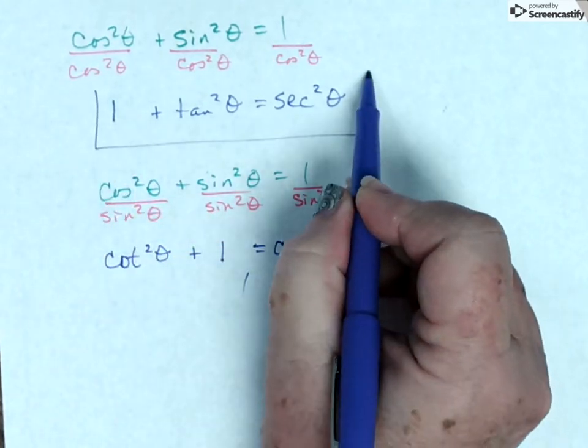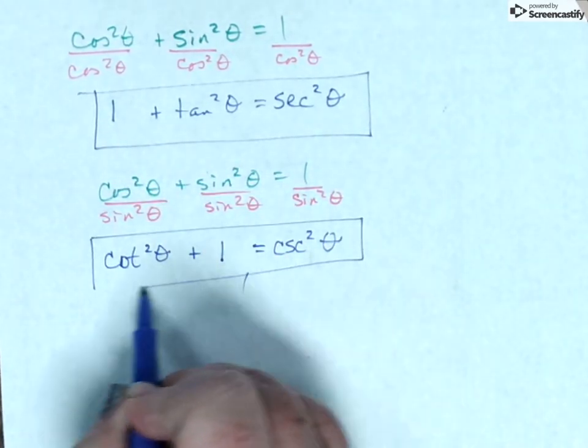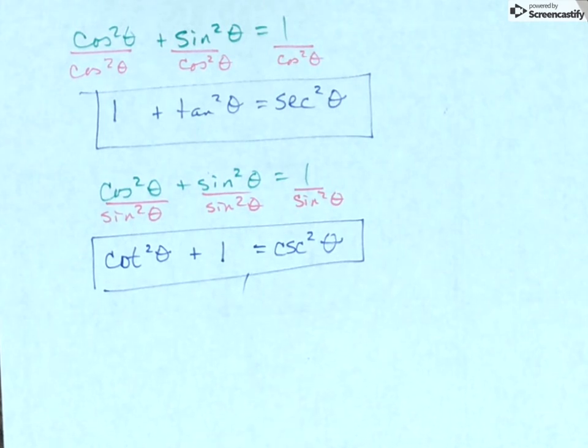And that is where the other two trig identities are derived from. You'll not have to use that. I just wanted you to know where it comes from. We will be using that later.